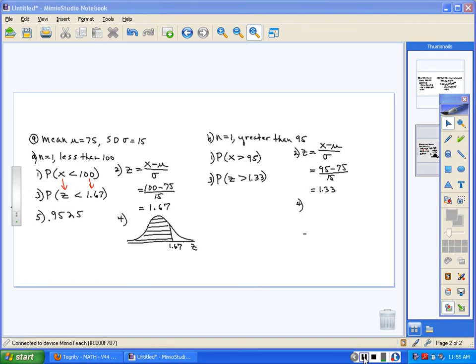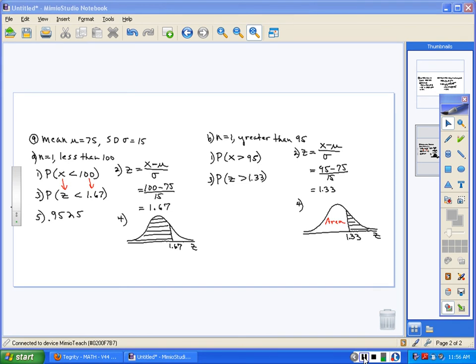Okay, step 4 is to draw the picture. And 1.33 is, I don't know, let's say right here. Close enough. And this time we want greater than, so we're shading to the right. The problem is that when we hold up the table and we look at the picture at the top of the table, it does not match what we drew. In fact, what we drew was the opposite. So when we look 1.33 up in the table, it's going to give us the area to the left. And that's not what we want. We want the area to the right.